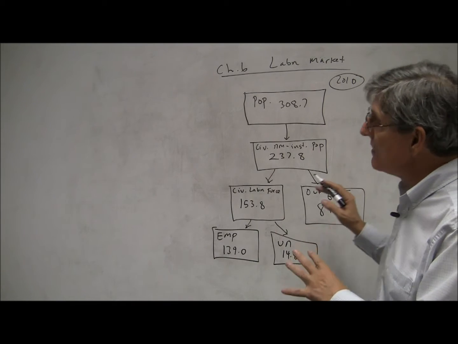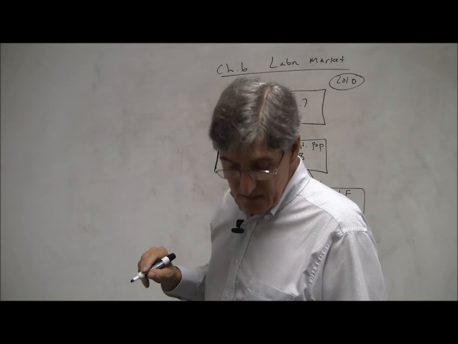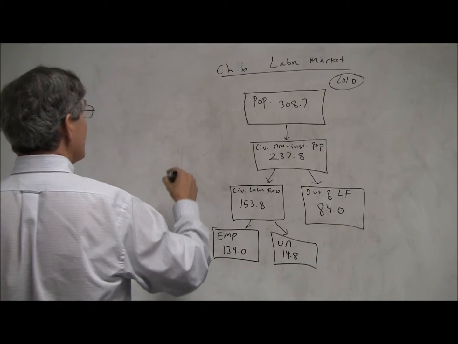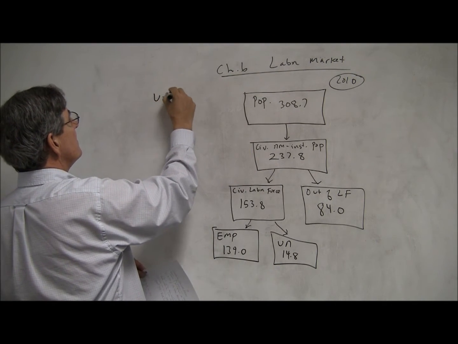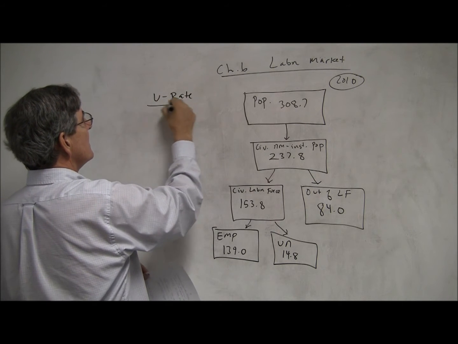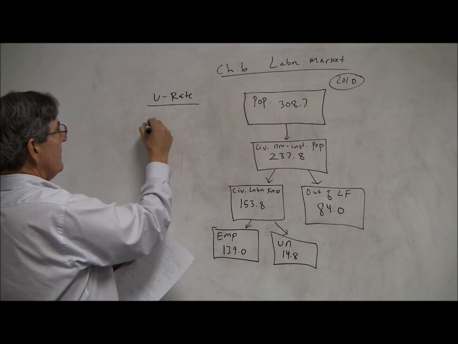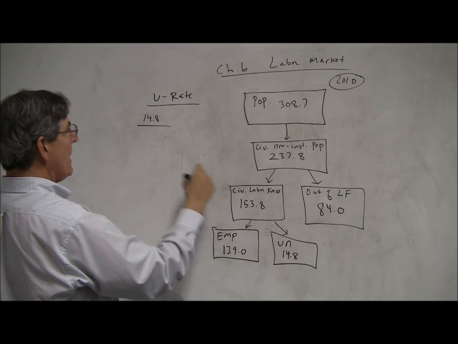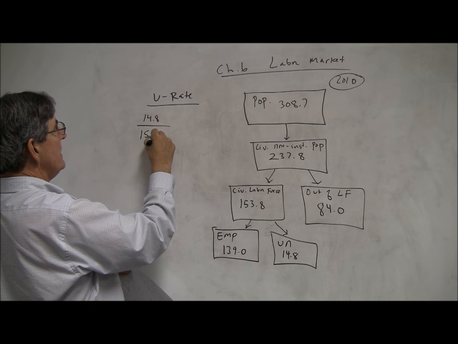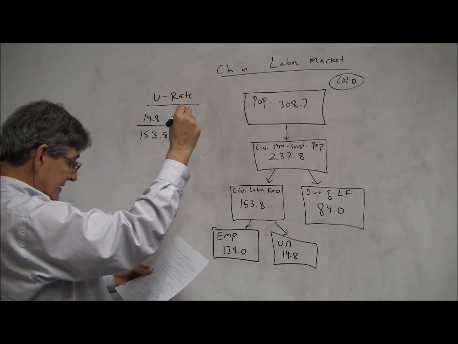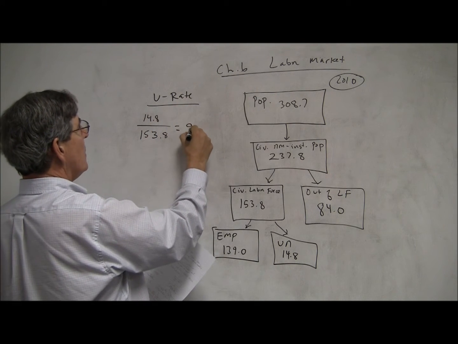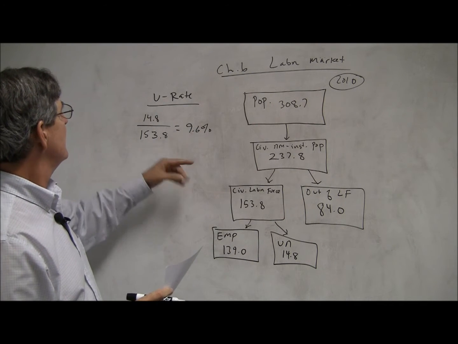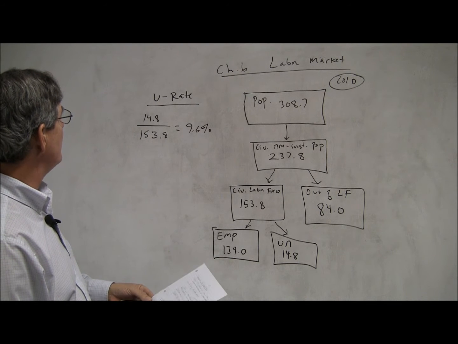Now, from this, we can do some calculations. Let me leave the numbers on the board. So the unemployment rate would be the 14.8, the number of unemployed, divided by the labor force, 153.8, and that turns out to be about 9.6%. So the unemployment rate was still pretty high in 2010 because we're still recovering from the Great Recession.